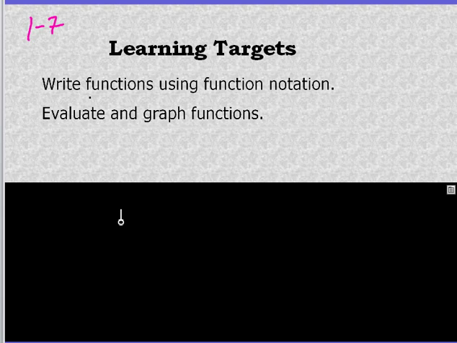Today we're covering 1-7, which is function notation. Our learning targets then are going to be writing functions using function notation and evaluating functions, and graphing functions.